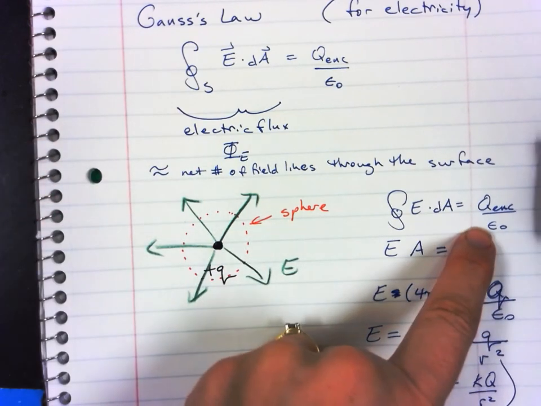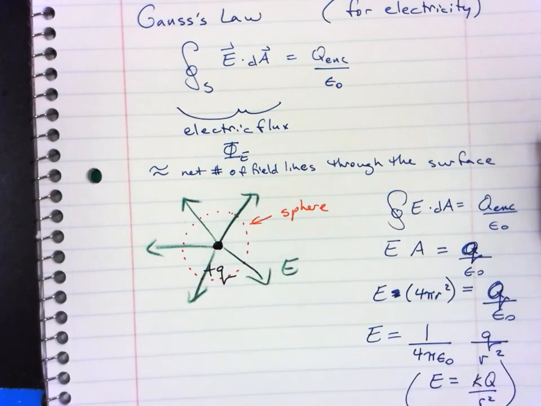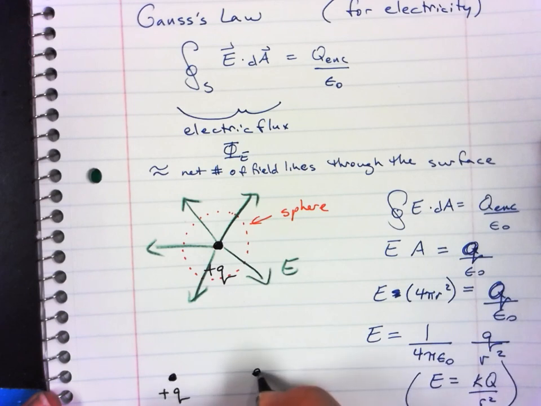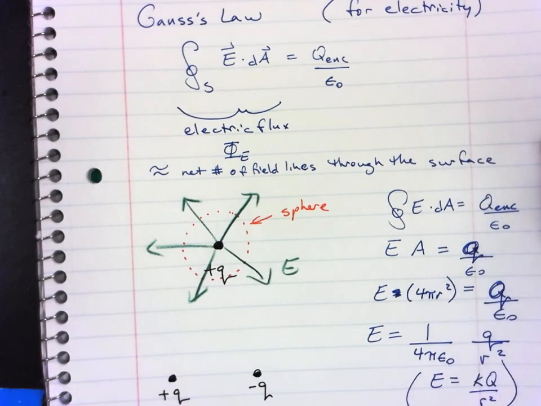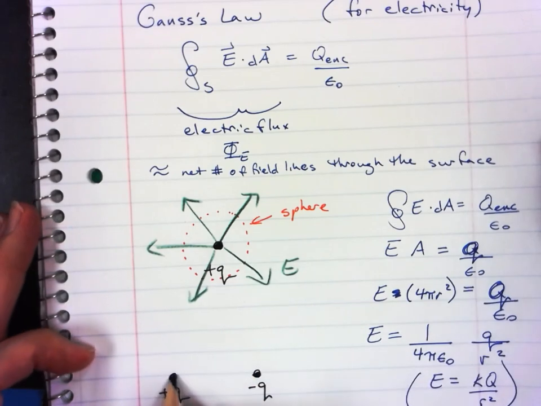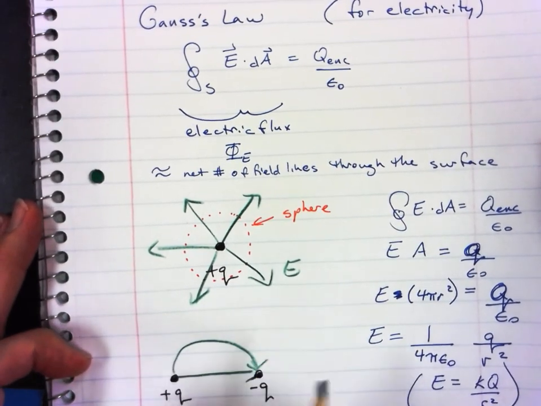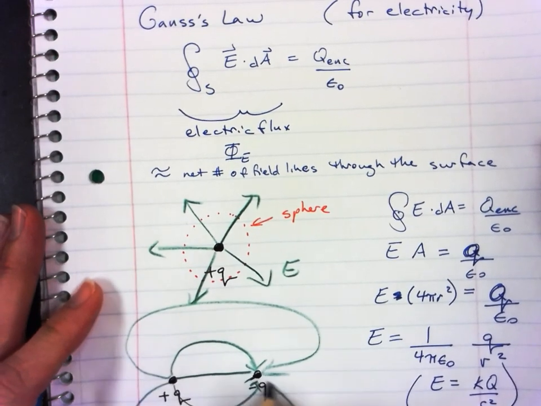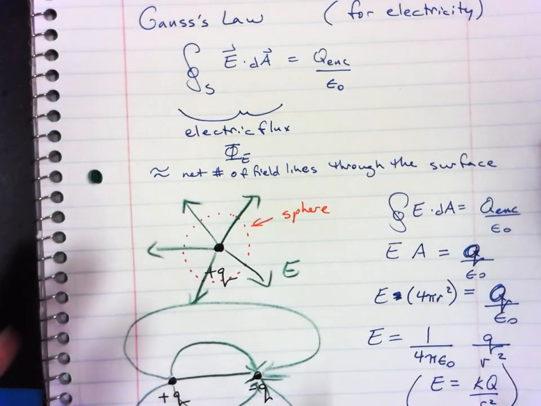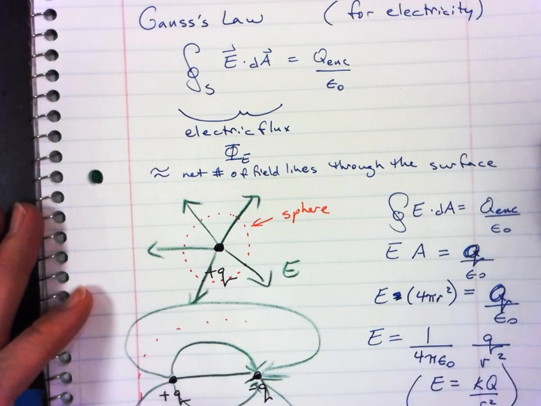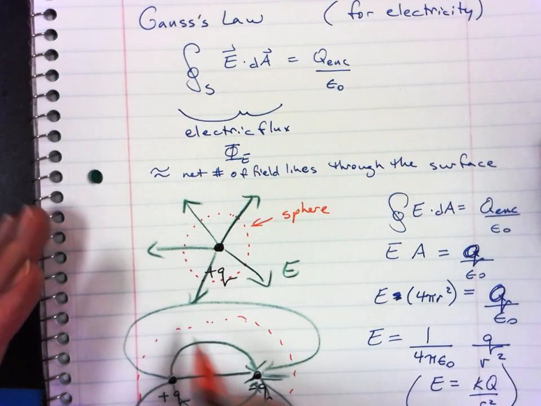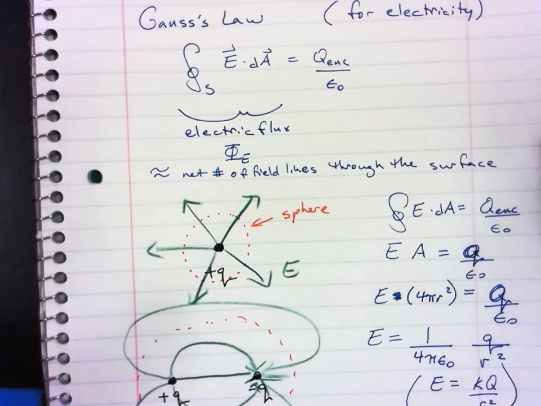I want to go back to Q enclosed. So if we had two charges, a positive and a negative, and let's make them equal. So when I draw the electric field, it would look like this. So now if I draw a sphere, pretend that's a sphere and not an oval. Actually, it doesn't really matter.